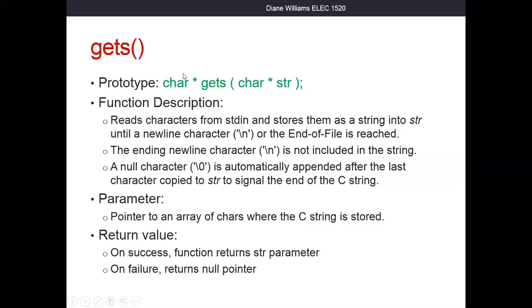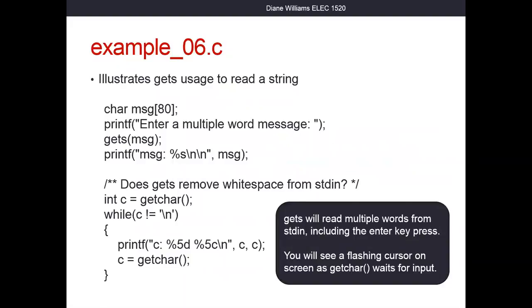It returns a pointer back to the same array. So if you want to capture that pointer, you can. A lot of times we don't actually write this to capture the pointer. We assume it works. On success, it's going to return a pointer back to the same area of memory you gave it to store the information in. If it fails, it actually returns the null pointer. Right, so let's take a look at example 6 that will use gets to actually read in a string.